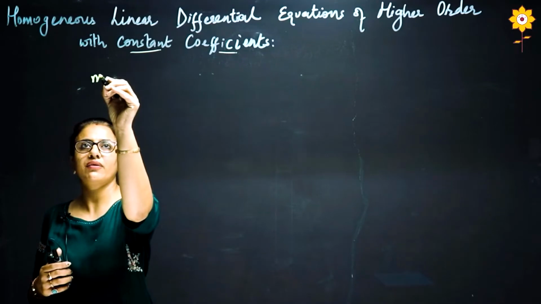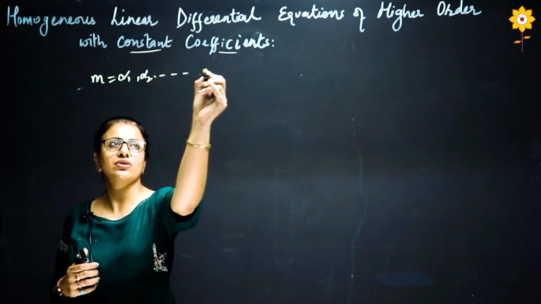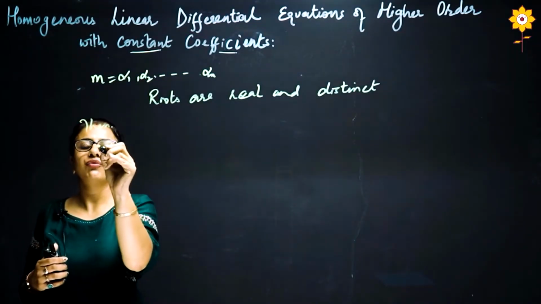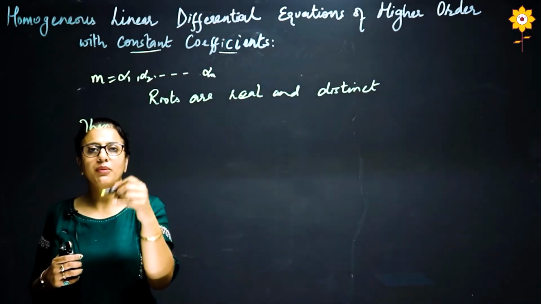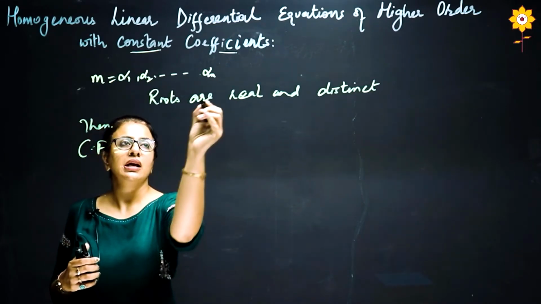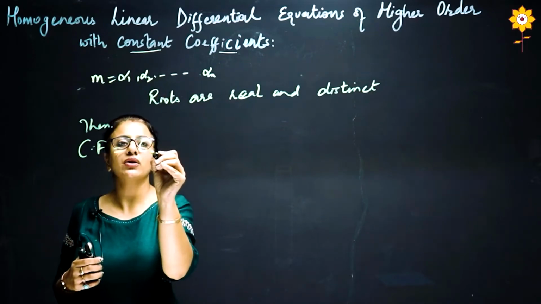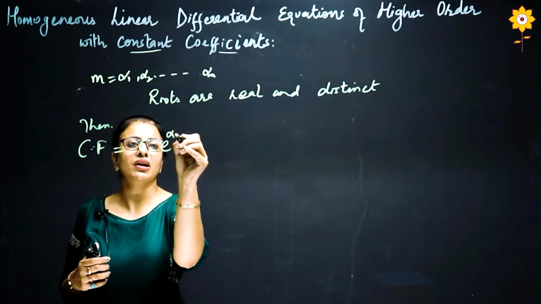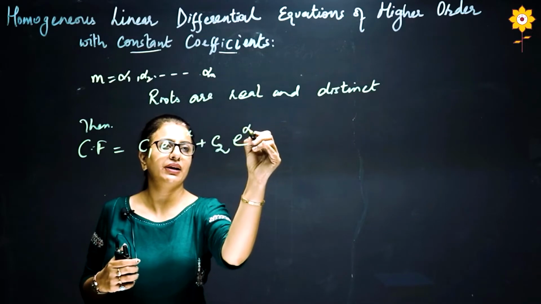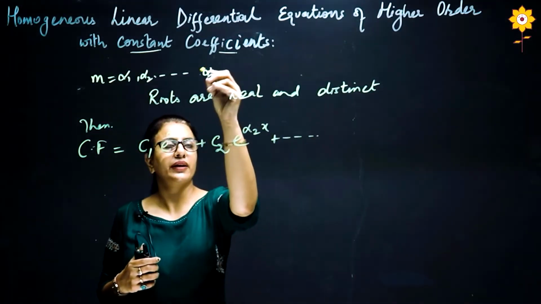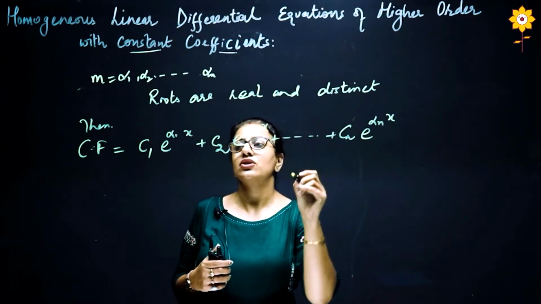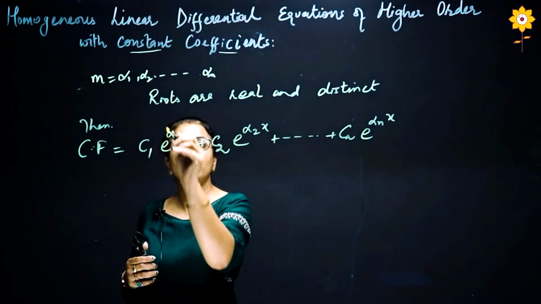For example, suppose we have alpha 1, alpha 2 and so on, alpha n. These are n roots. If these roots are real as well as distinct, then we will find the complementary function. The formula for the complementary function, CF, would be: for each and every root you introduce one constant, so C1 e raised to alpha 1 x. For the second root you introduce a second constant and write C2 e raised to alpha 2 x and so on. For the nth one, I'll introduce the nth constant and write Cn e raised to alpha n x. This is the formula for CF when our roots are real and distinct.